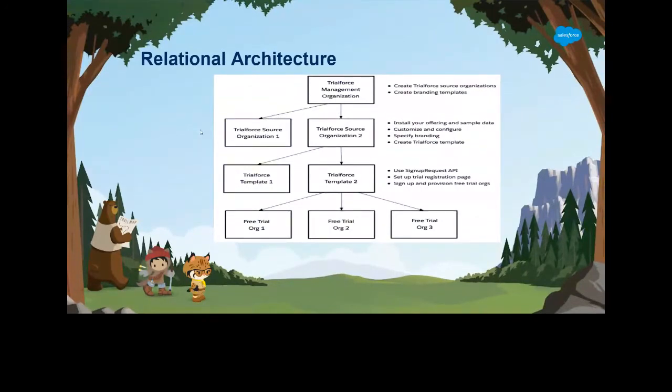Okay. So the relational architecture, if you see the diagram here, this diagram shows the TMO, the Trailforce Management Organization at the top, which is, as I said earlier as well, the central location from where all your TSOs can be managed. All this resides on the top of your hierarchical tree.